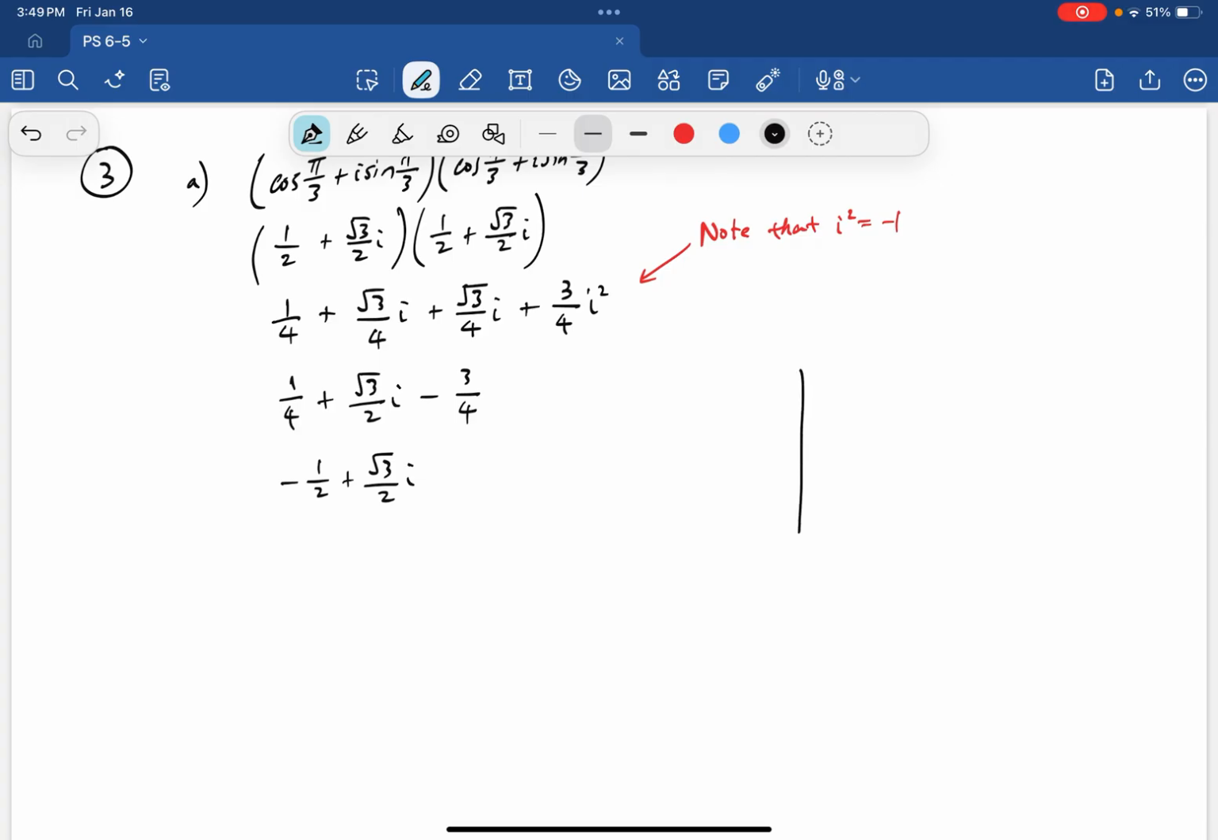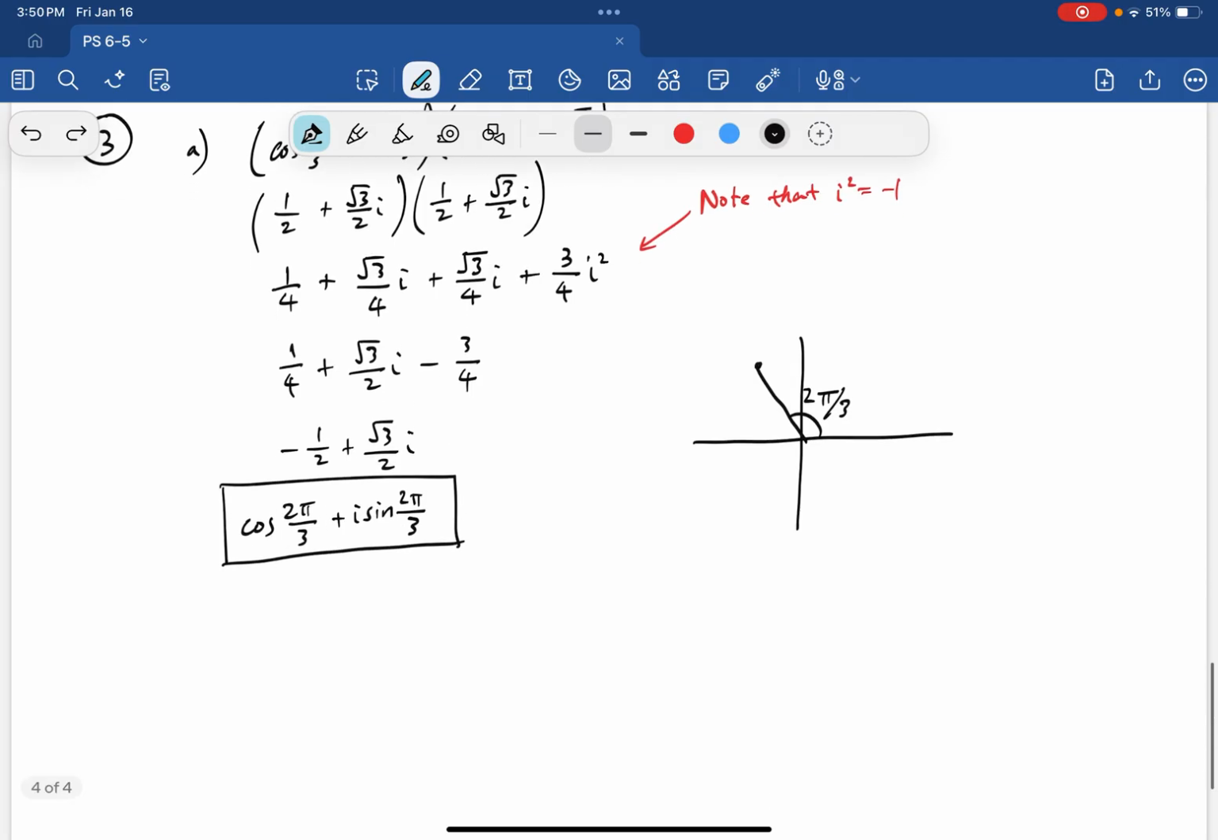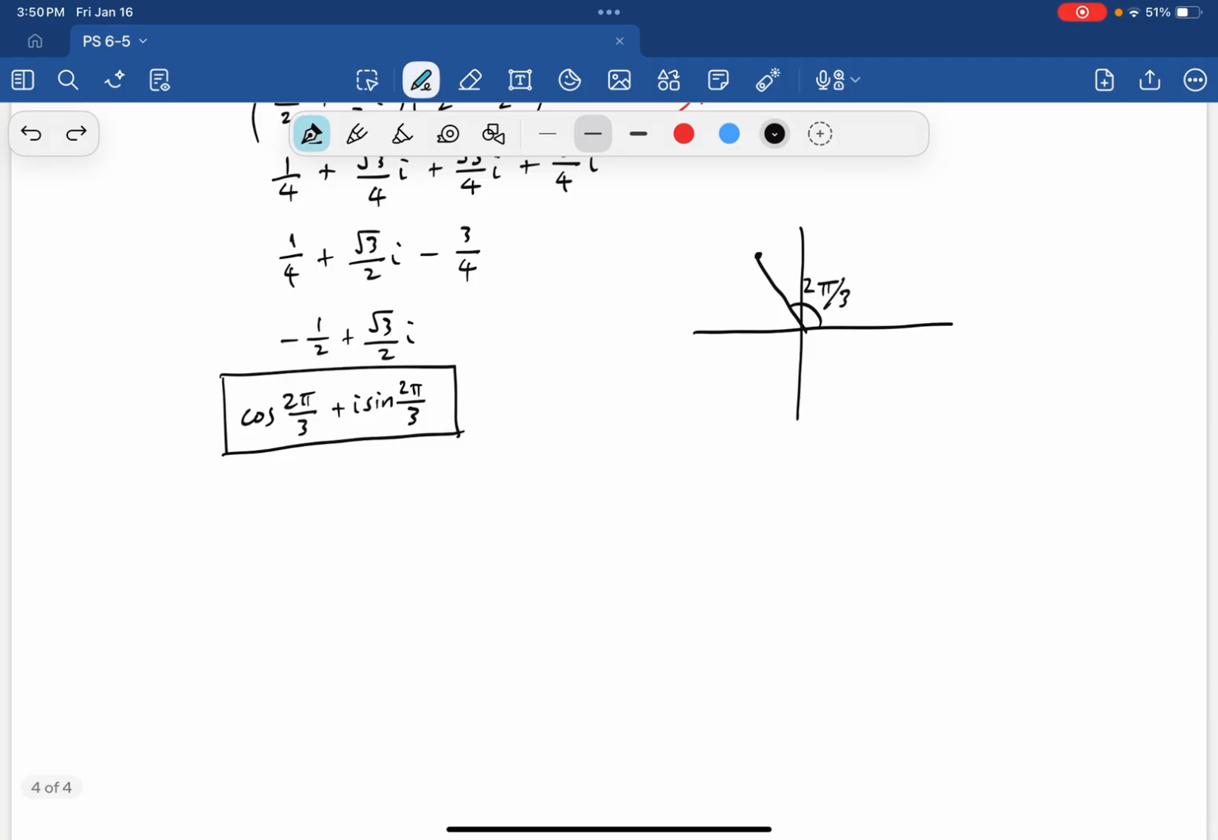Okay, then if we plotted this on our unit circle, that's going to give us this point, right? -1/2 comma root 3 over 2. And so that angle is actually 2 pi over 3. And so what we have in trigonometric form is cosine 2 pi over 3 plus I sine 2 pi over 3. Okay, so it seems like pi over 3 times pi over 3 will give us 2 pi over 3. Very interesting. We can scratch our heads at that and think about it. Let's do the next one.